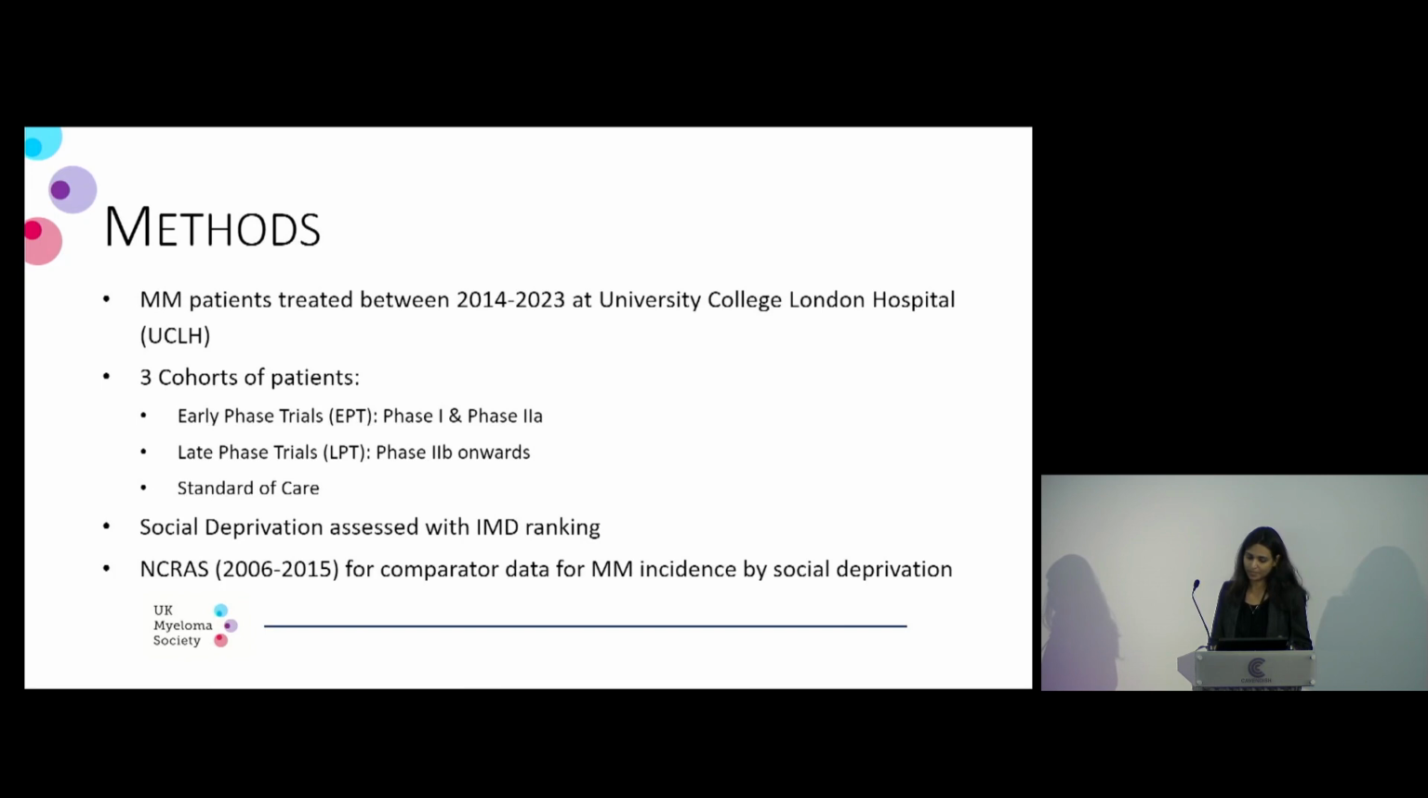We looked at electronic patient records of patients who were enrolled into studies at UCLH between 2014 and 2023, and split patients into three main cohorts: early phase trials, late phase trials, and standard of care therapies. We assessed social deprivation using the indices of multiple deprivation in England, which I'll explain in a later slide. For reference comparator data, we used NCRAS, which looked at the incidence of multiple myeloma by social deprivation.